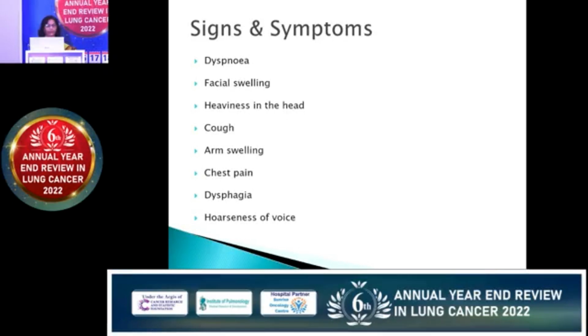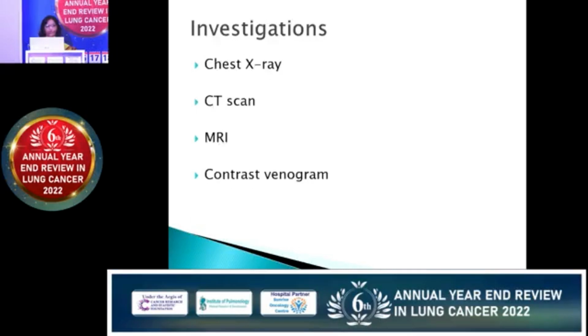There will be dyspnea, there will be facial swelling, heaviness in the head. The patient will be complaining of heaviness in the head. There will be cough, arm swelling as the figure has showed. They will complain of chest pain. There will be dysphagia. They won't be able to swallow. Then there will be hoarseness of voice.